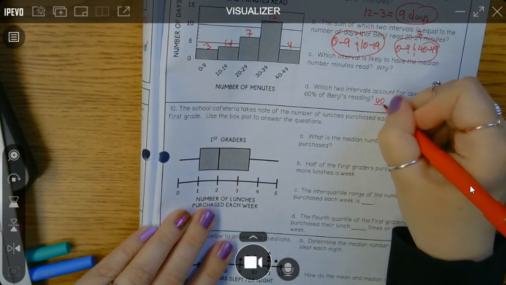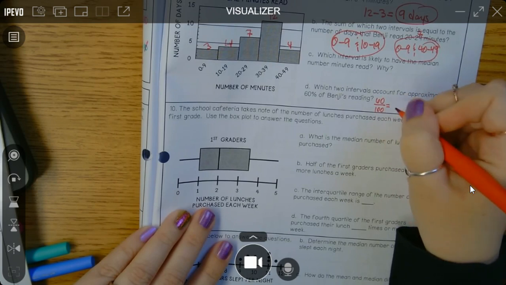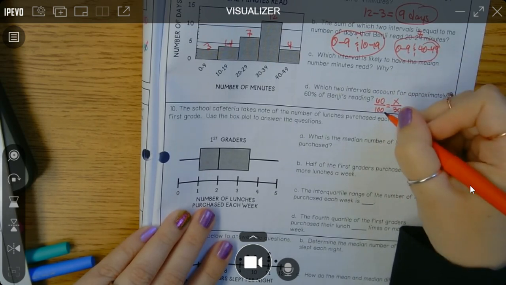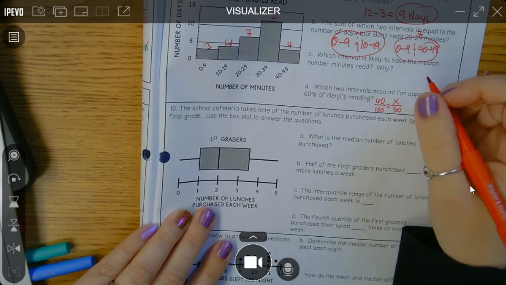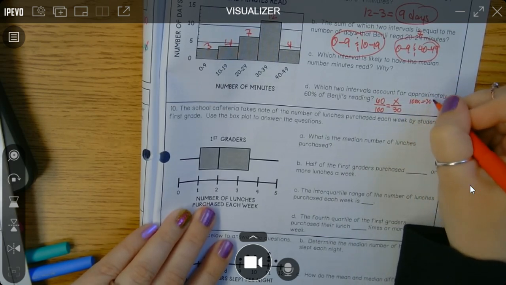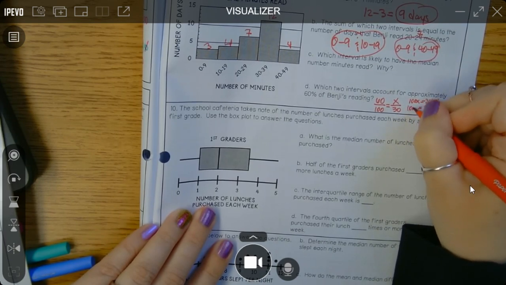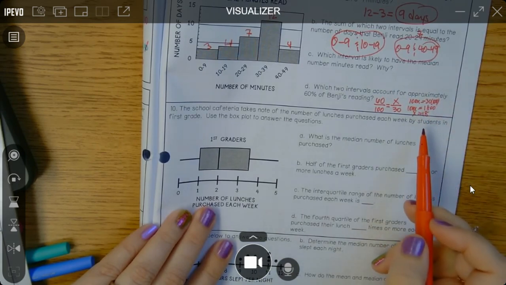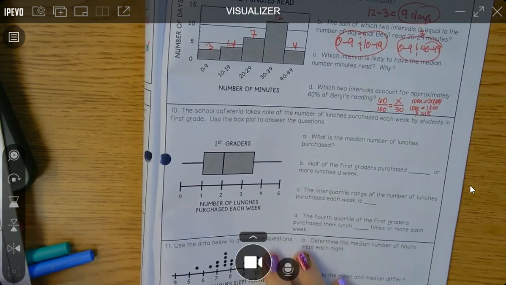So 60 out of 100 is equal to how much out of our total, which was 30? I can't do the shortcut, but I can do cross products. 100 times x is equal to 30 times 60, so that's 18 with 2 zeros. When you divide by 100, you get x is 18. So which two intervals together equal 18?